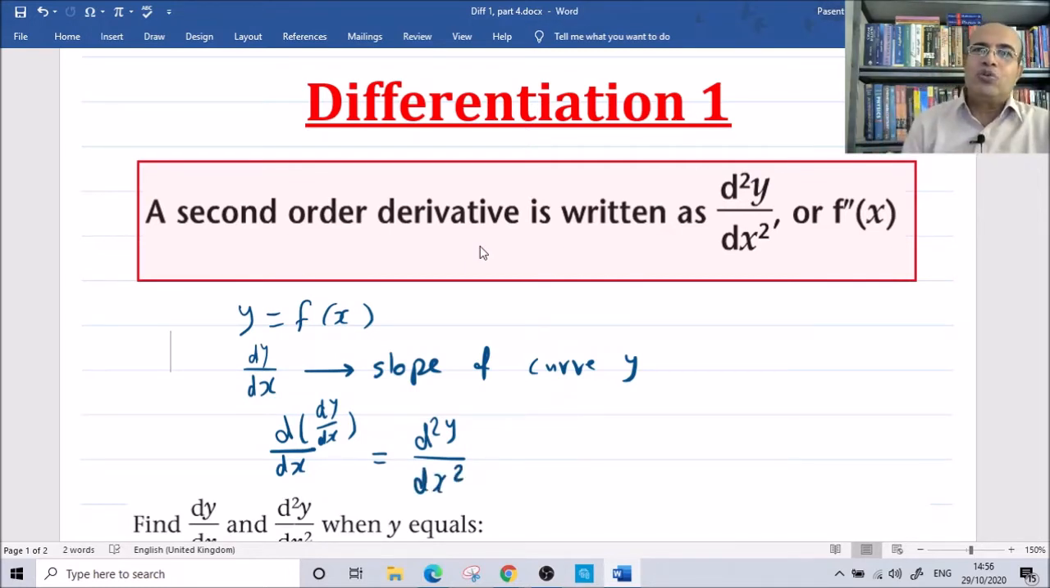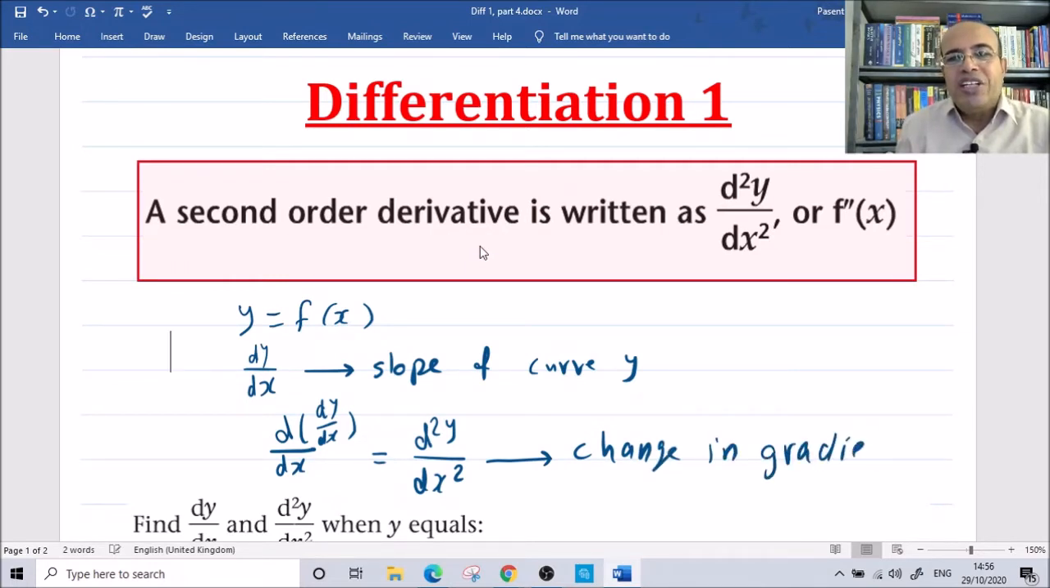d2y by dx2 represents what? It represents the change in the slope. So d2y by dx2 is the change in gradient or slope. How can we do this? We can differentiate again to get higher order derivatives. We can get d3y by dx3, d4y by dx4, and so on.